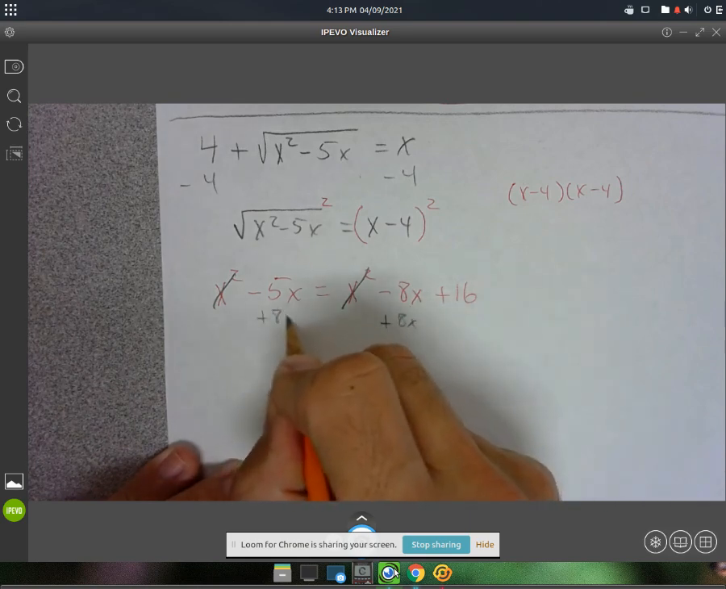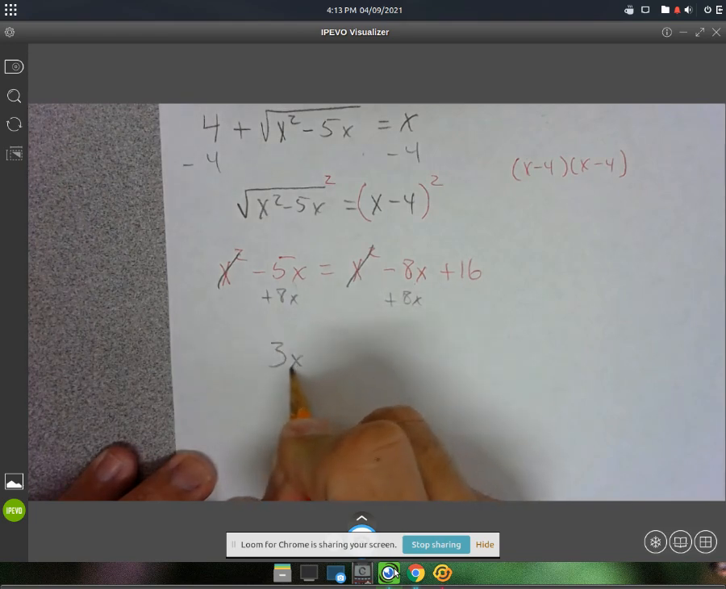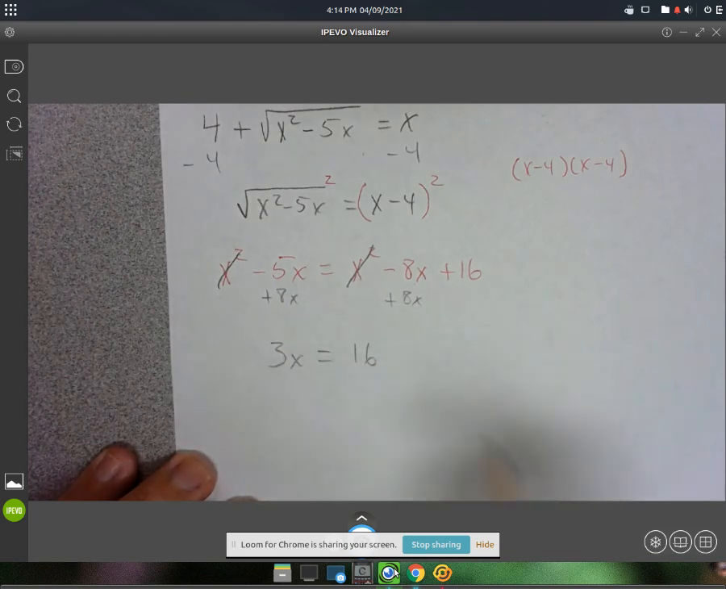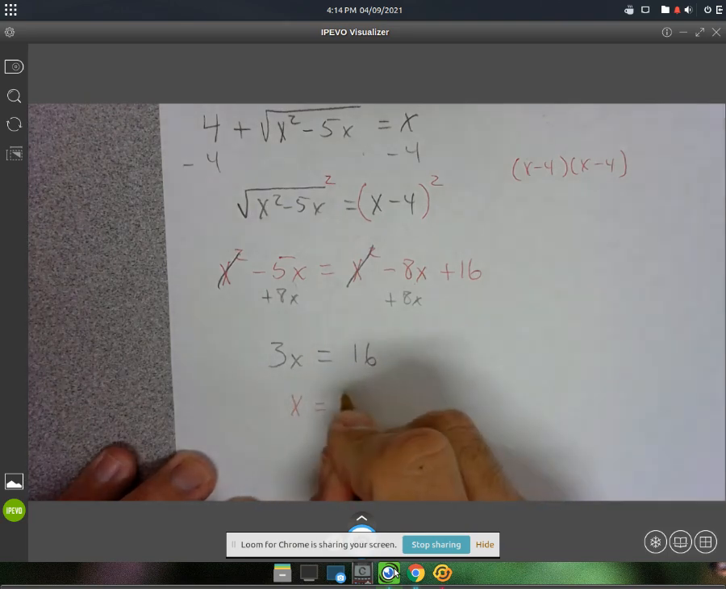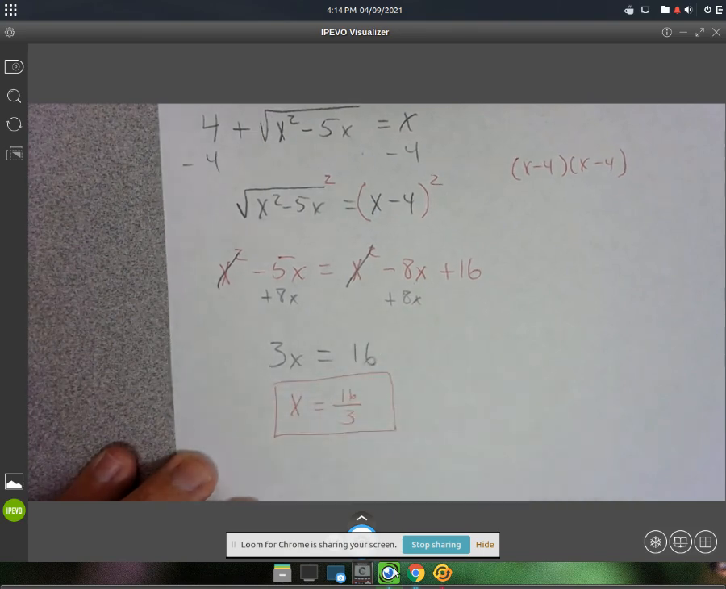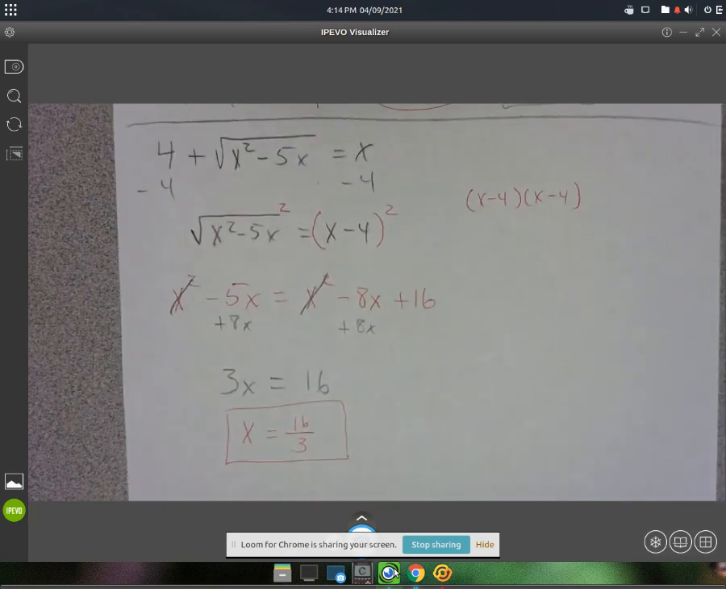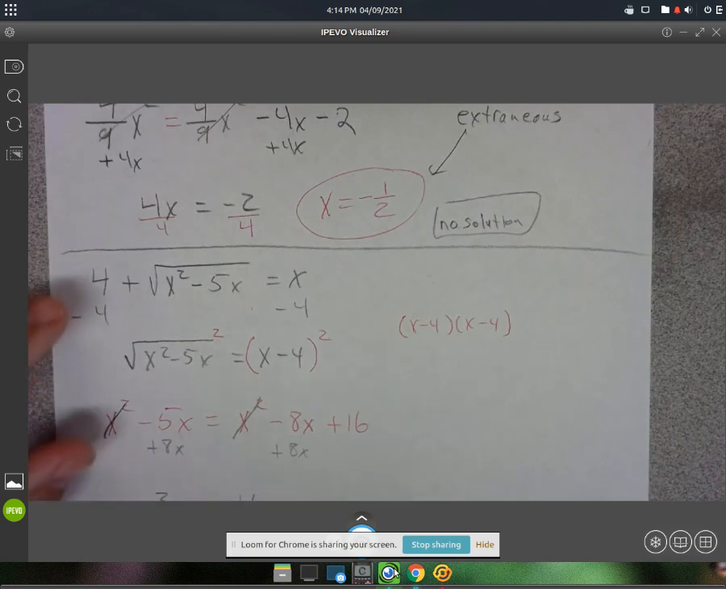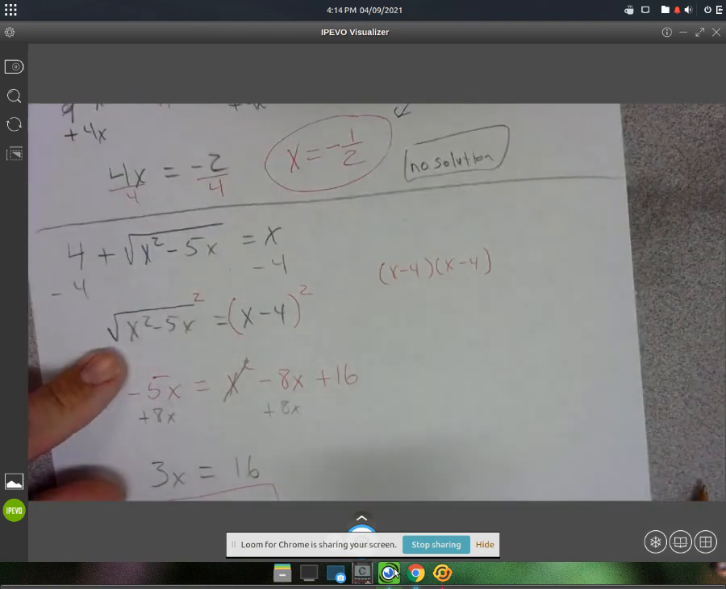So add 8x to both sides. That's going to give us a positive 3x is equal to a positive 16. So that means x will equal 16 over 3. Nice. Now I've got to see if it works. All right, so 16 over 3, and we've got to plug it into the original equation and make sure that it comes out nice.